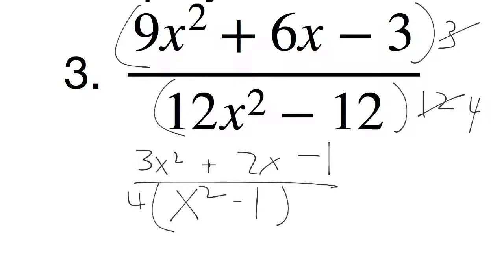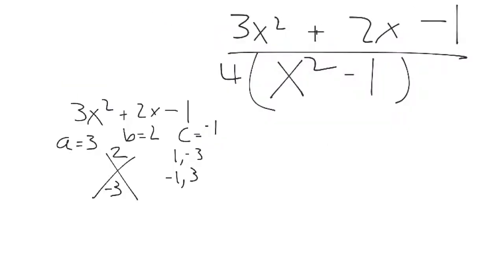So now we can factor. Noticing that I've got a equal to 3 and b equal to 2 and c equal to negative 1, and it's a quadratic trinomial, that means that you've got a highest exponent of 2 and there are 3 terms. What I'm going to do is use the bottoms up method.